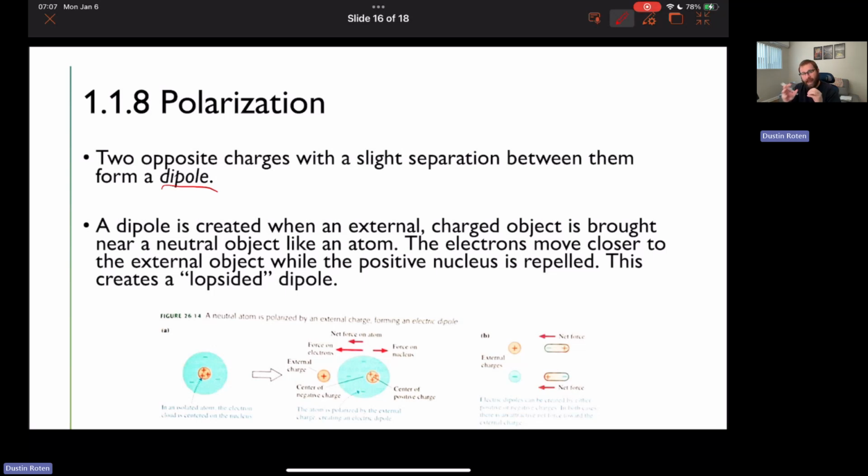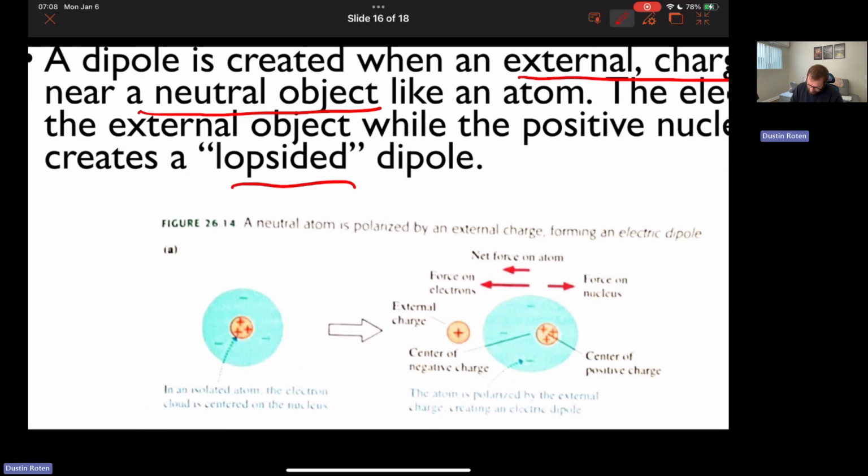You can also do it with an atom. So an external charged object is brought near a neutral object. And then the electrons, in this case in the atom, will move closer to the external object if your external object is positive. And then the positive nucleus will be repelled. So this creates a lopsided dipole. We can see that here. Here we have a neutral atom, nothing special going on, everything's symmetrical. You can see that everything's symmetrical on whichever axis you look at.